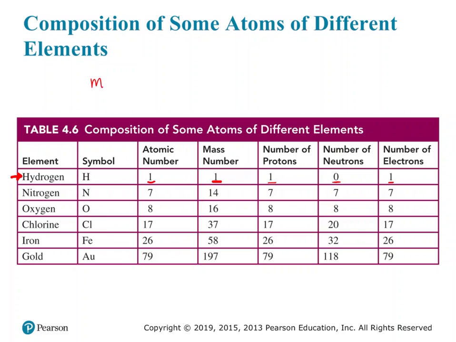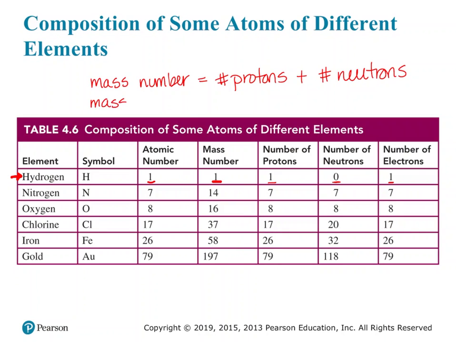So remember, the mass number is equal to the number of protons plus the number of neutrons. Or another way to put it, the mass number is equal to the atomic number plus the number of neutrons. Okay. And I use the pound symbol or the hashtag symbol for number sometimes. So I'm not writing hashtag protons, but that would be a cool hashtag.